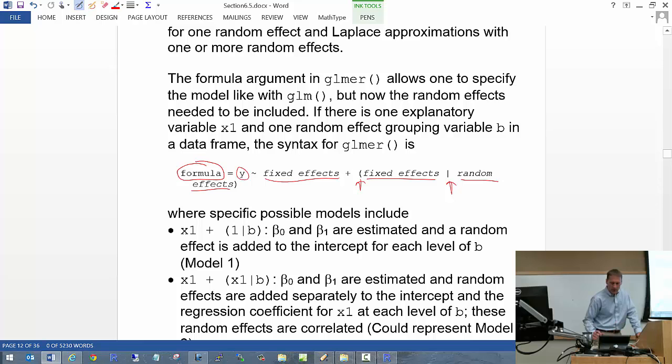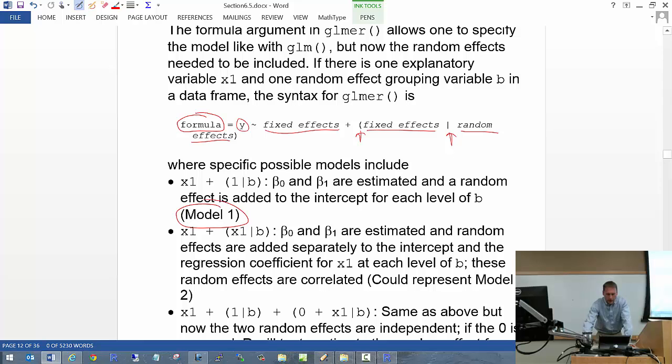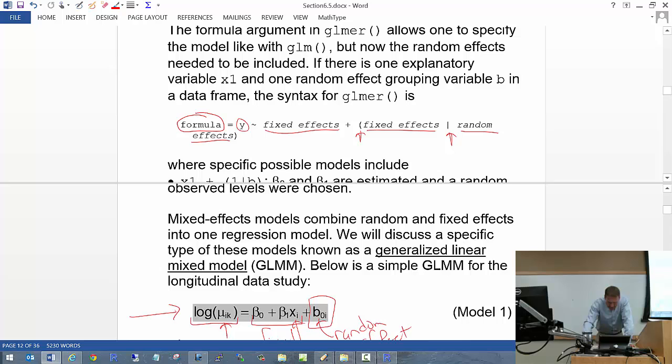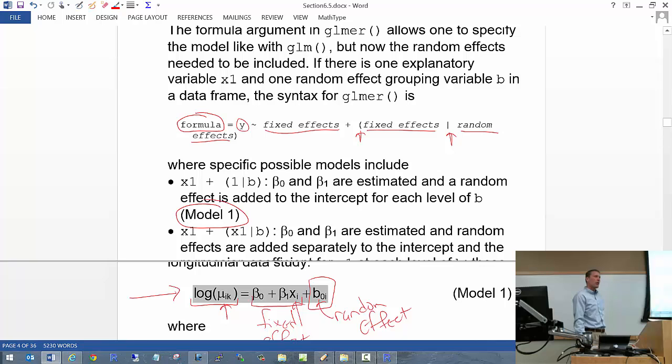Well, our original model that we saw, model one, let me actually go back there and do a split screen. There we go. So I labeled this as model one. Hopefully you remember that from a few minutes ago. If I want to tell R to estimate this particular model, to tell the fixed effects and the random effects, I need to use the following syntax. As you might expect, I have an x in there. Suppose the variable is just called x1 in my data frame. Plus, parentheses 1, vertical line b, in parentheses. So maybe I have some variable in my data frame called b that's acting as that grouping factor. So b will be equal to 1 for person 1, b will be equal to 2 for person 2 in my data set.